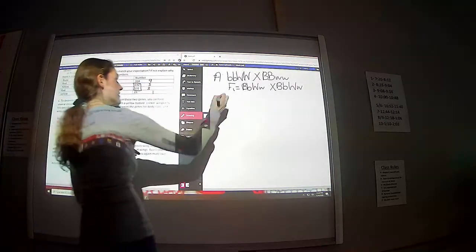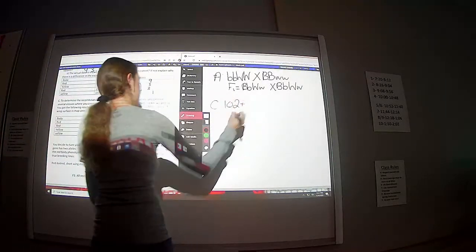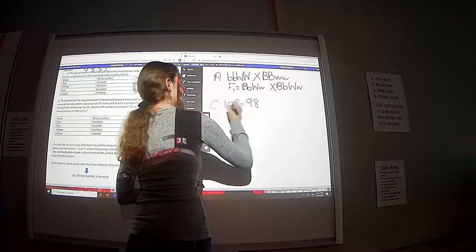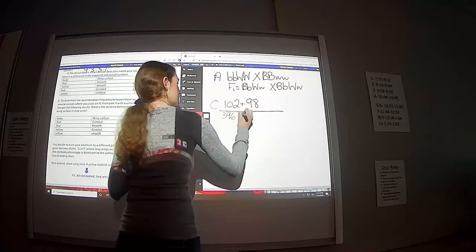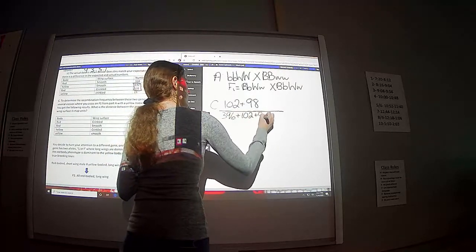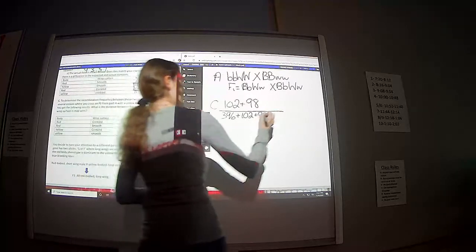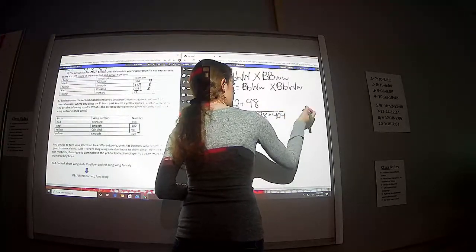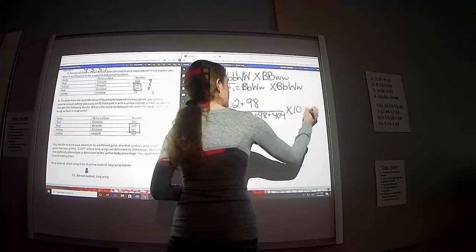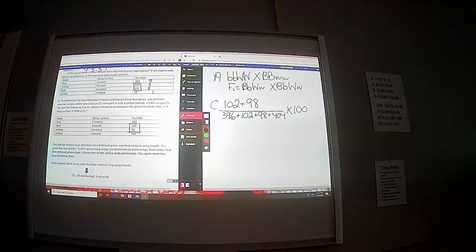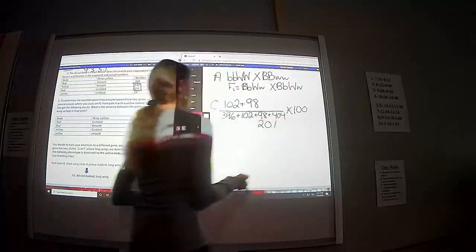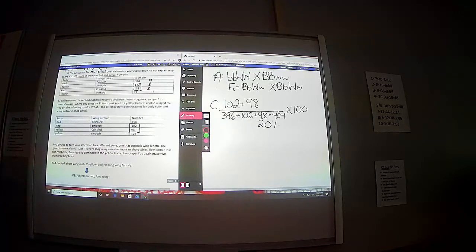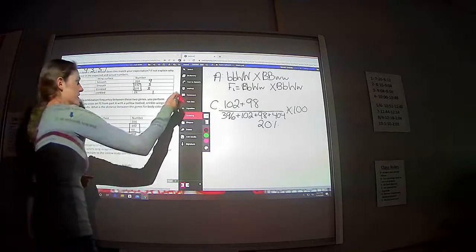For letter C, we're going to take 102 plus 98. We're going to divide that by 396 plus 102 plus 98 plus 404. And you're going to multiply that by 100 so that it turns into a percentage. And that's going to give us about a 20% chance of a recombination. So in map units, it would be 20 cM.